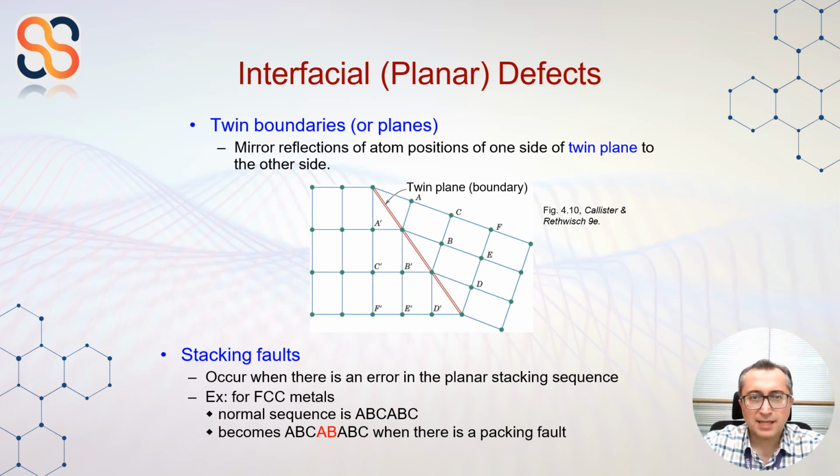Number 2, stacking faults. They happen when there is an error in the stacking sequence of atomic layers in a crystal structure. In the case of face-centered cubic metals, the normal stacking sequence, as you know, is ABC, ABC. However, when a stacking fault happens, this sequence can be disrupted. For example, it might become ABC, AB, ABC. So, this change in the stacking sequence can affect the slip behavior in the crystal, influencing the material's strength and other properties.